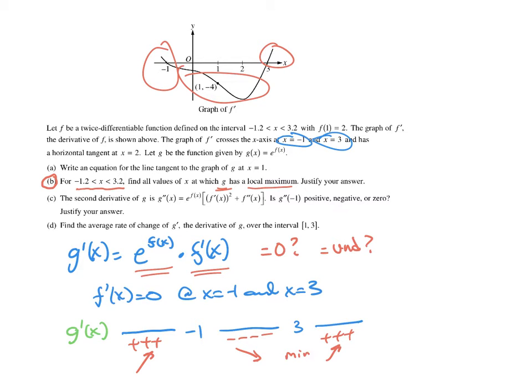Not that we're worried about it, but more importantly, we have a local max right here, right? Because g prime changes from positive to negative. So because of that, we know that g of x has a local max at x equals -1. All right, and that's it for that one.